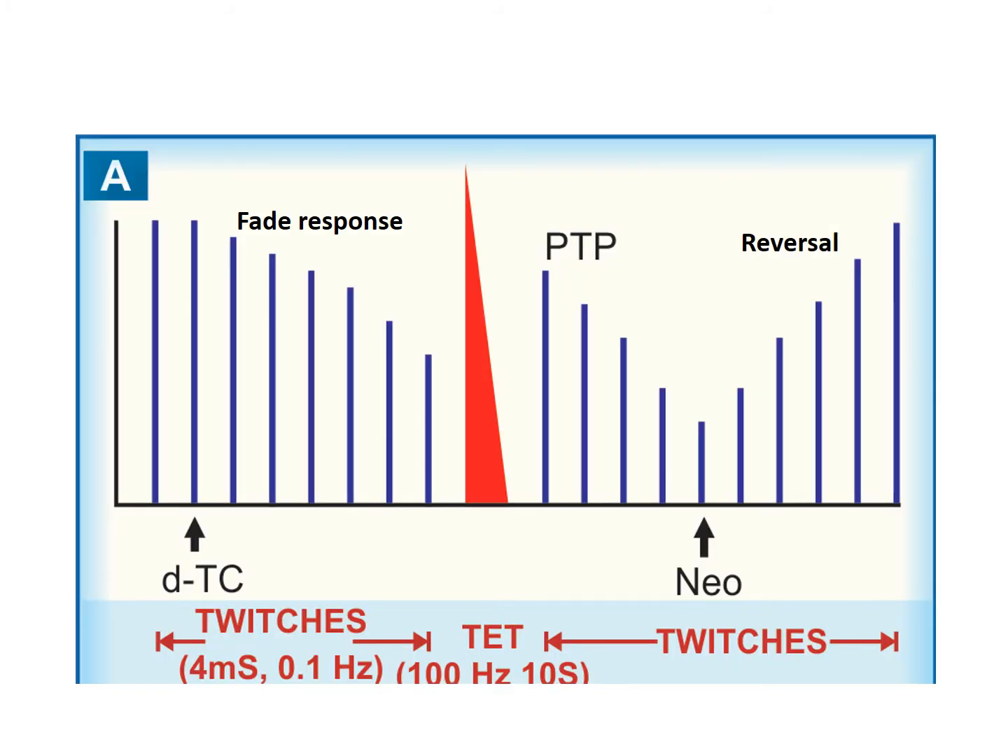This picture shows the two important features that I discussed in the previous slide. The first one is the fade response. That means the responses are progressively getting lower, and this red mark indicates the tetanic response. After that you again apply a stimulus, and there will be an increased response compared to the last fade response. That is known as post-tetanic potentiation.